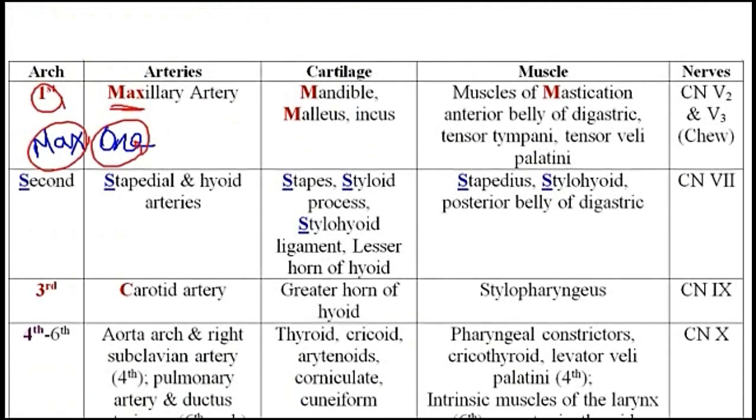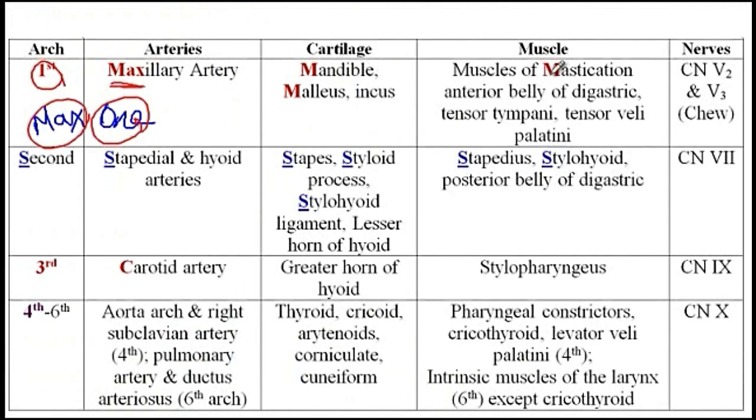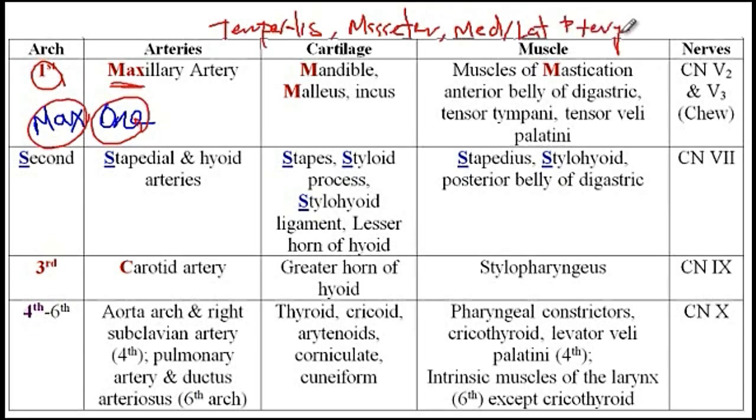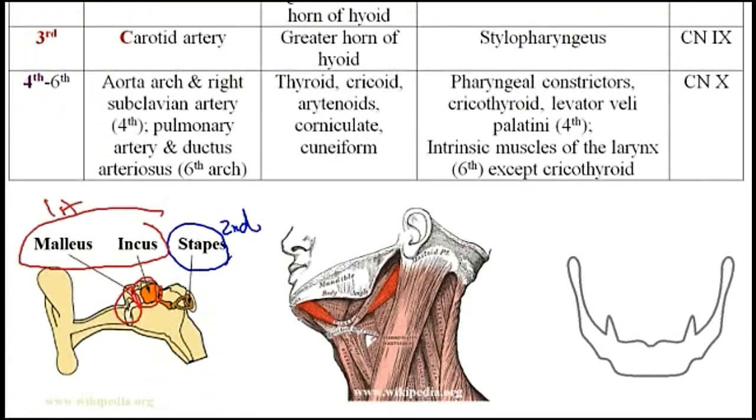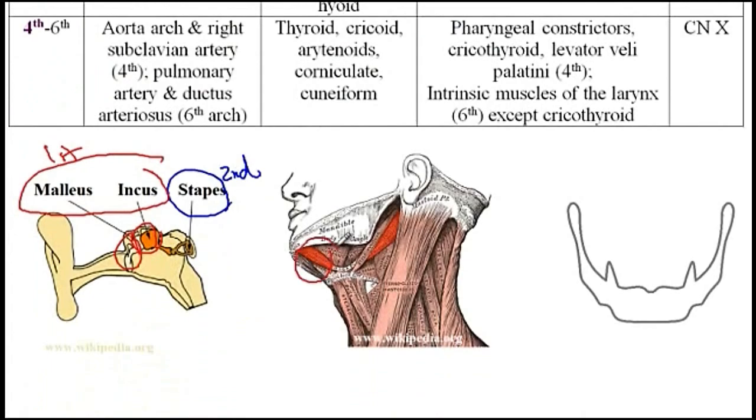In addition, the first branchial arch gives rise to the muscles of mastication, and these muscles include the temporalis, masseter, and medial and lateral pterygoids. It also gives rise to the anterior belly of the digastric muscle, tensor tympani and tensor veli palatini. So here is the anterior belly of the digastric muscle.